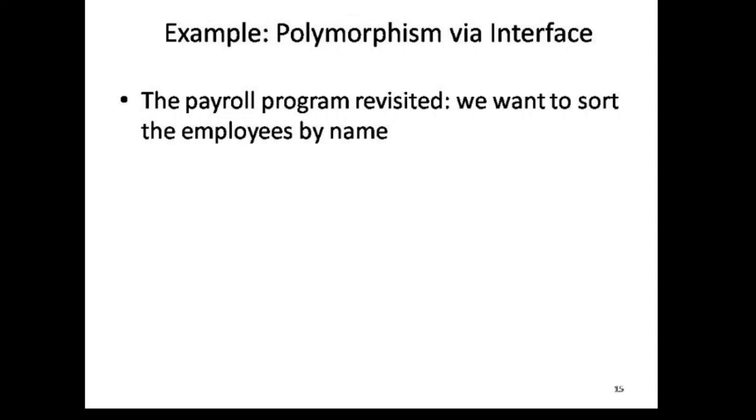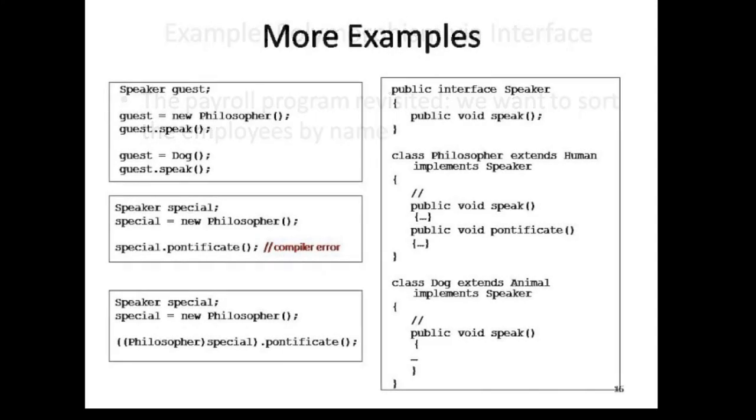The payroll program revisited: we want to sort the employees by name. First of all, we have made an object of type speaker, that is guest. Then guest is the new philosopher. Then we have called the constructor. Guest dot speak is called. And guest is equal to dog. And then guest dot speak. Now speaker special. So we have done this at three points of time, and when we call it, we get the execution of the object that is being referenced.